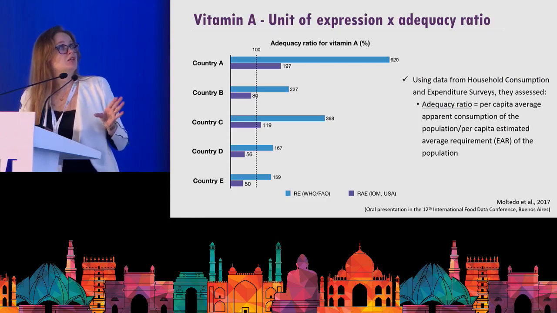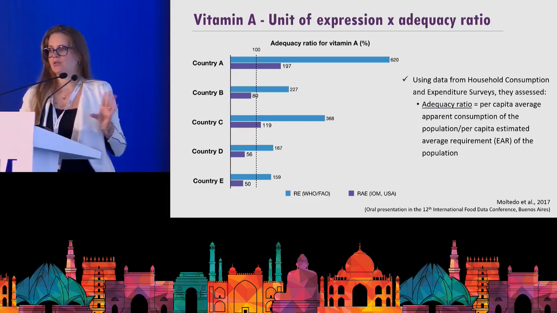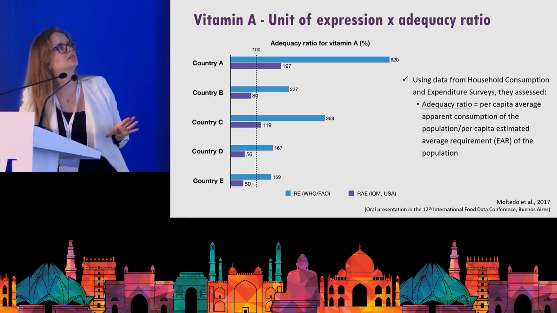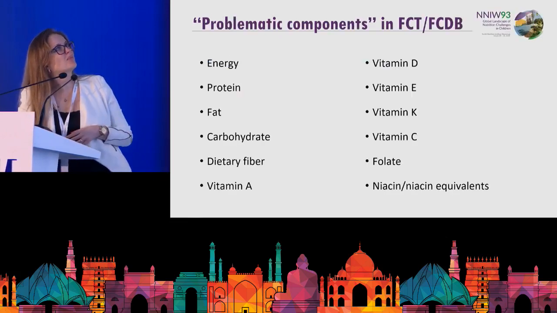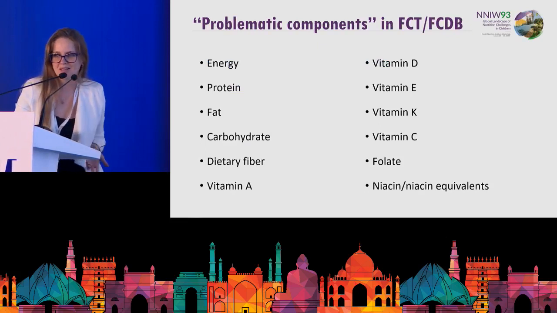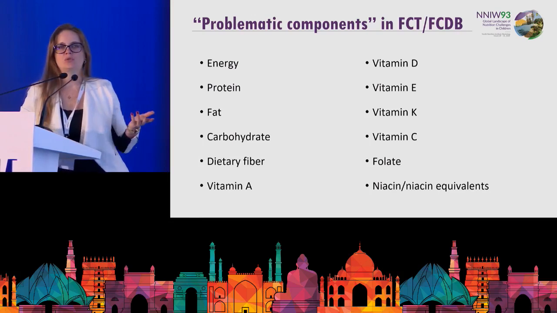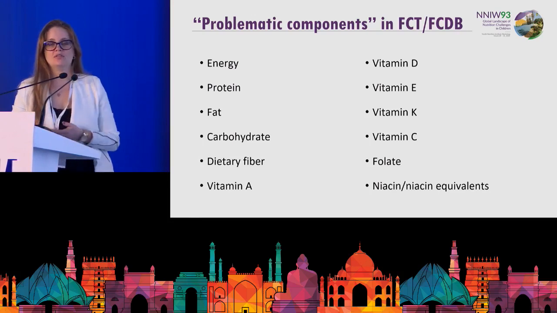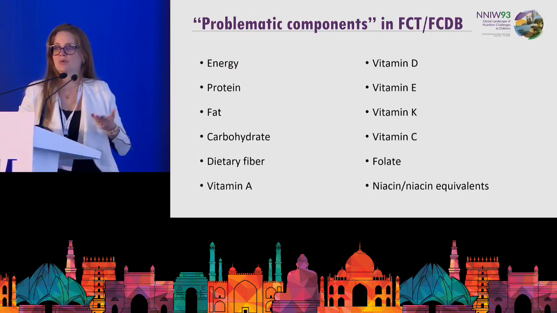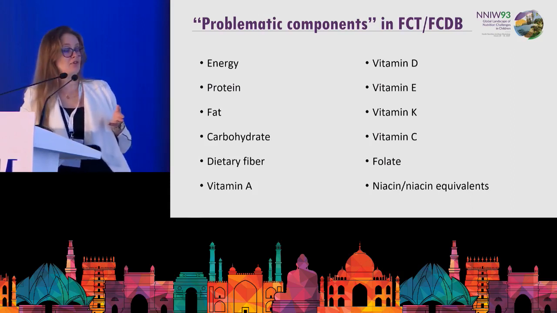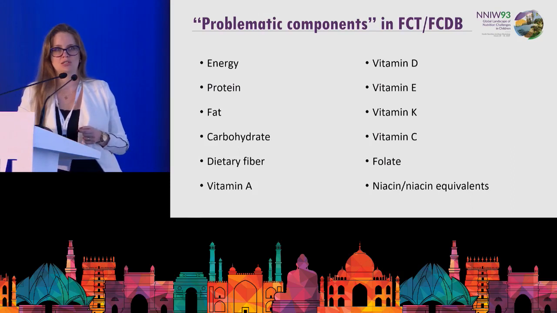So it makes a lot of difference on the estimation of adequacy when we use one unit or the other one. That's why it's important to be careful with this type of values. And we have many problematic components like vitamin A, either because we have different ways to calculate the total value of the component, or because we have different analytical methods that will result in different values. So we have to be very careful when we look at the information of these components in food composition tables.